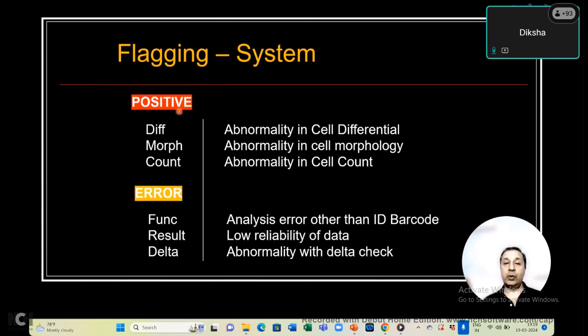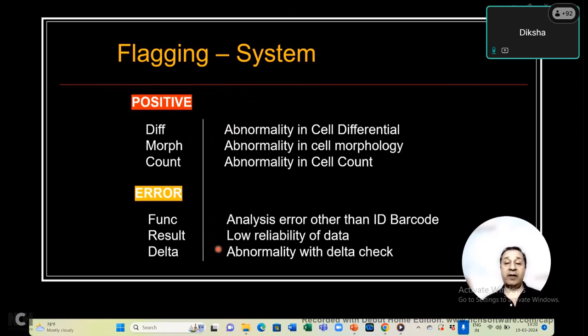So as I told you, with a positive flag, you can have an abnormality which might have been identified, say, in a differential, or maybe in a morphology, or maybe in the counts. You may also have what is called an error, and that's what I already mentioned. You might have a problem with the barcode of the sample that had been used. You might have data which might not be adequate in number. For example, severely pancytopenic samples which are falling below the linearity limits can give you an error result.